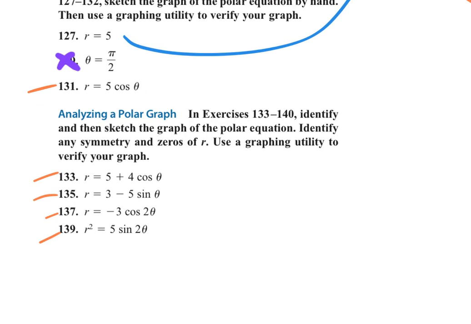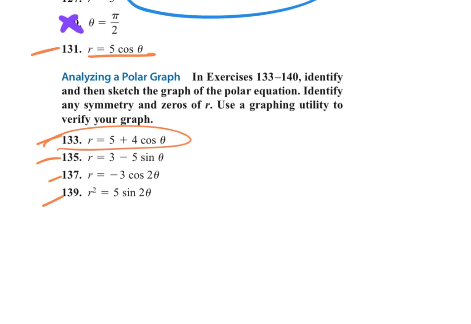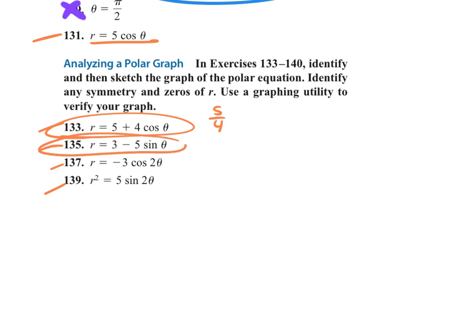So what is 131? What type of graph is that? 131 is a circle. Where is it? Top, right, bottom, left. To the right. What is 133? A limacon. What kind of limacon? It's a 5 over 4, which would be dimpled. Okay. What is 135?